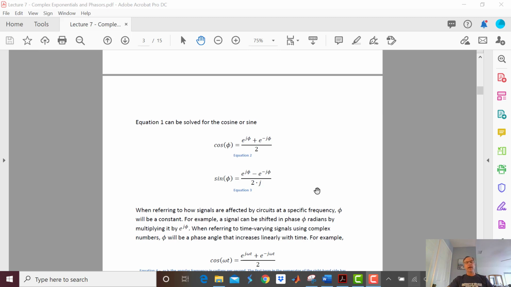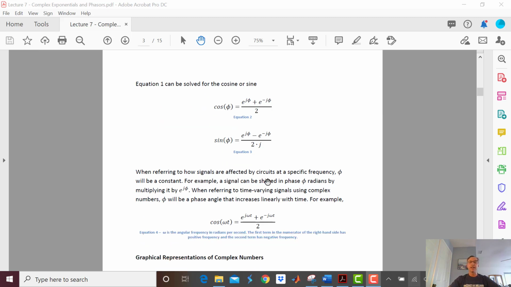So when referring to how signals are affected by circuits at a specific frequency, or in other words, we got a circuit, we put a signal into it, and we want to see how the circuit affects the signal, phi will be a constant. For example, a signal can be shifted in phase by phi radians by multiplying it by e to the j phi.